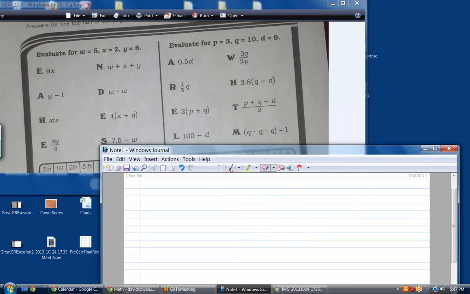Okay, 3.8 times, what's Q minus D? It'd be 3.8 times 1. Okay, which is? 3.8. Okay. About number T, P plus Q plus D, divided by 2.